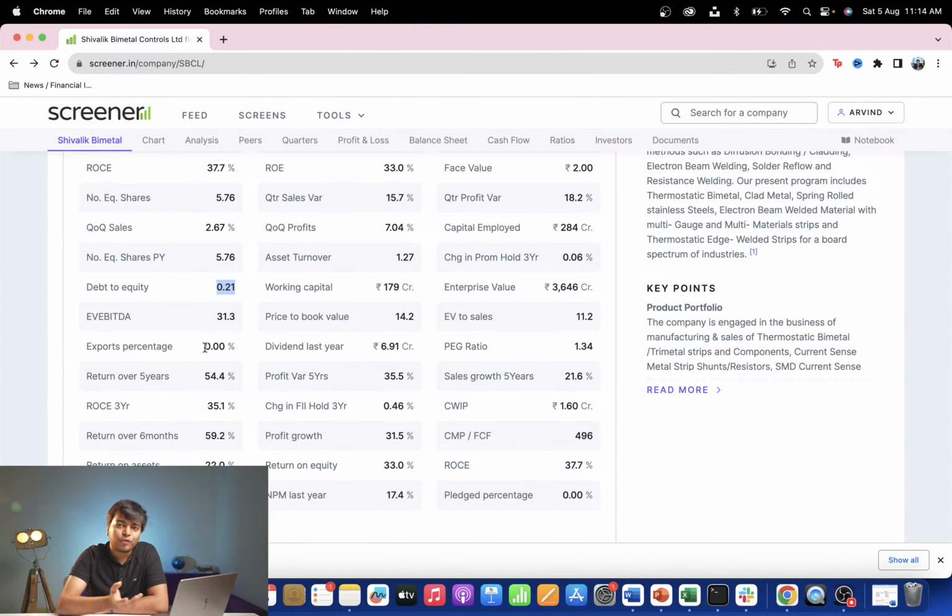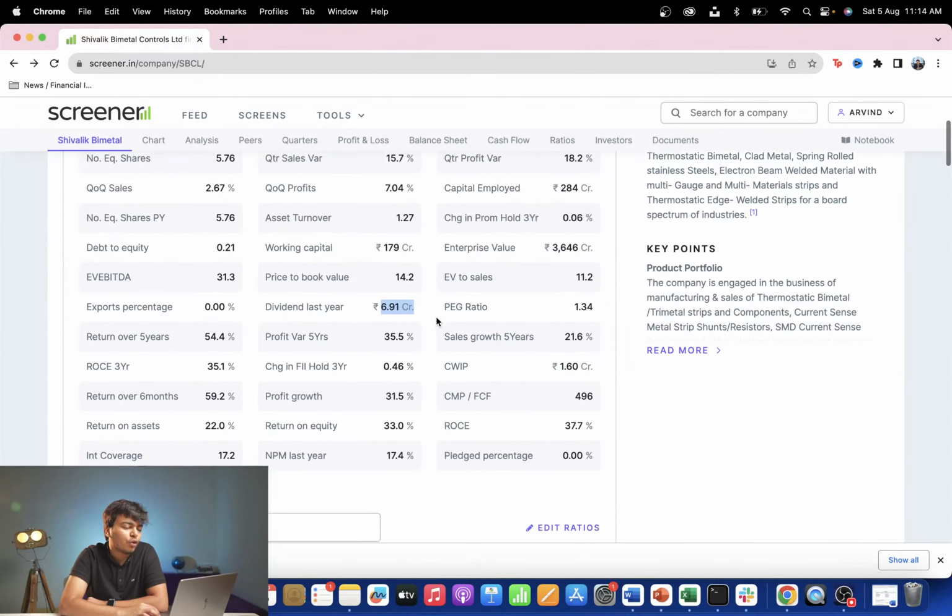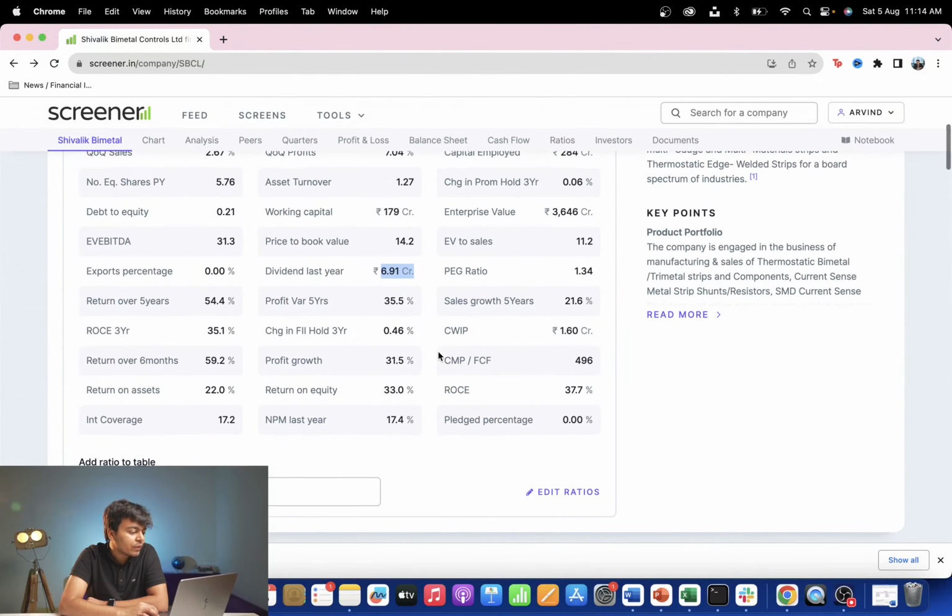We have the export percent, the import and the domestic sales as well, the bifurcation of that. The interesting part is the export percentage is 0. The company has been able to make sales within the country itself. Then there has been a dividend issued last year as mentioned, but again very negligible in terms of the share price.